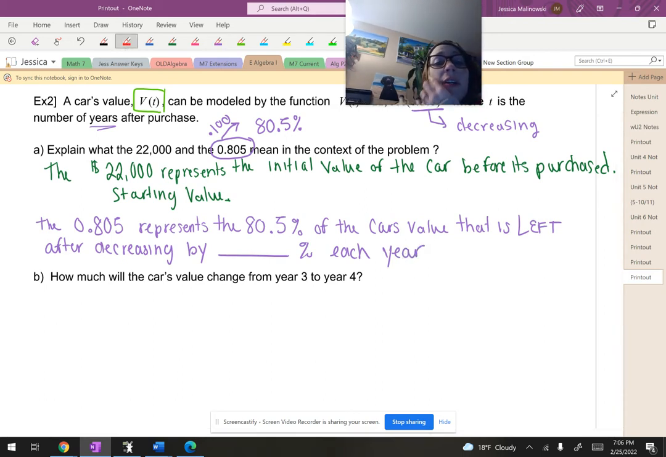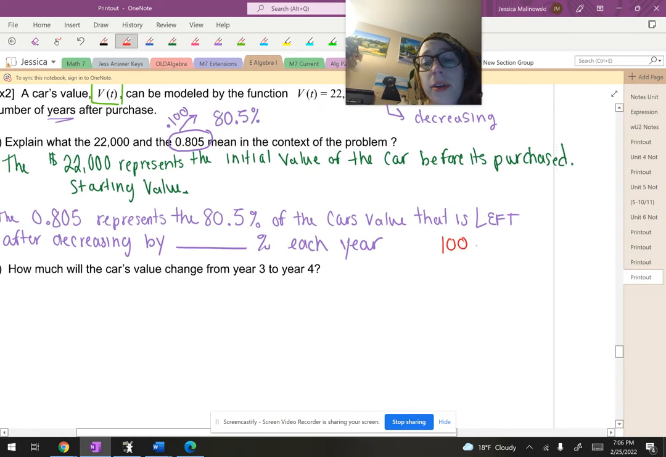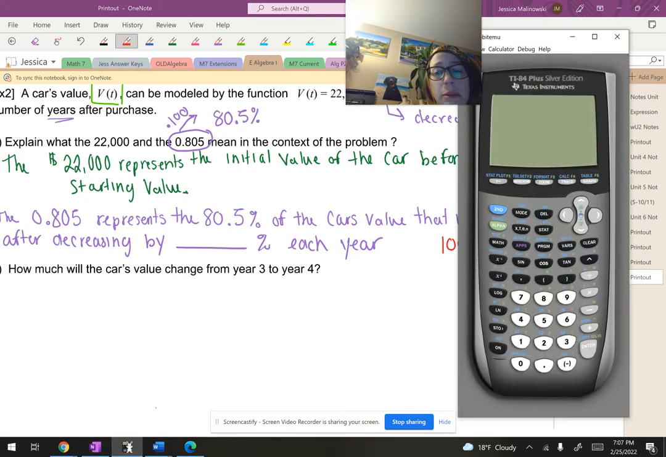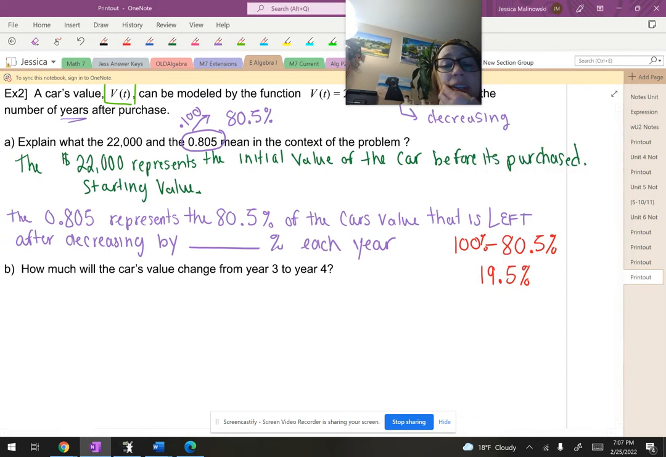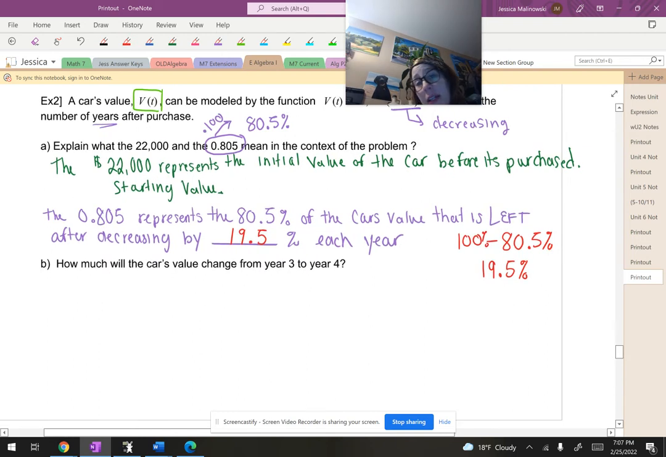Okay, so just a quick little bit of math here. If we have 80.5% that's left over, what percent is being taken away? We would just quickly do 100 minus the 80.5% to get 19.5%. Just going to double check my math real quick. 100 minus 80.5. Good job. I preach what I tell you guys: I tell you guys to double check. I mean it. So that decrease is 19.5% each year.